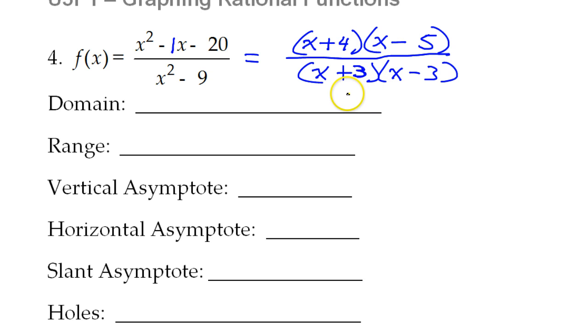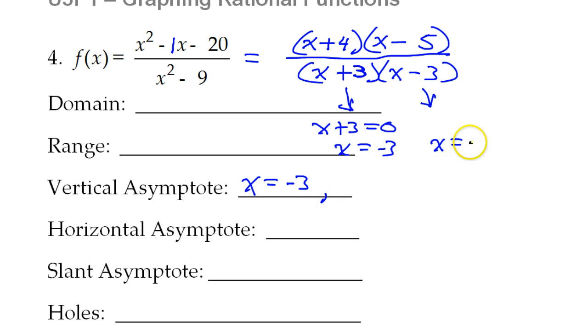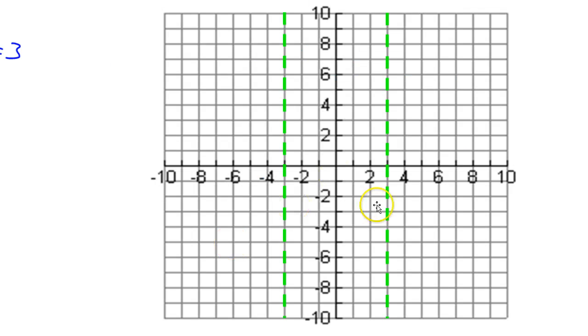So that means these two factors in the denominator will give us vertical asymptotes. So I will have a vertical asymptote at x equals negative 3. Please understand that the x plus 3 is giving me x equals negative 3. Similarly there will be another vertical asymptote at x equals positive 3. It's coming from that one. So we've got these two vertical asymptotes, negative 3, positive 3. Looking like that.